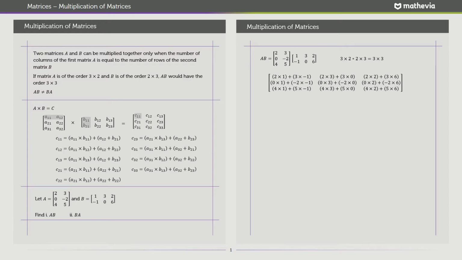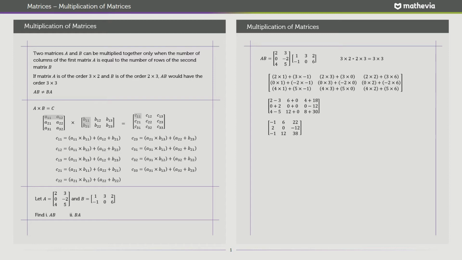For the element in the first row and second column, we're going to be multiplying the first row of A by the second column of B, and we have 2 times 3 plus 3 times 0. Then for the element in the first row, third column, we multiply the first row of A by the third column of B. So we have 2 times 2 plus 3 times 6, and we do this up until we get to the final element, and we just simplify that out.